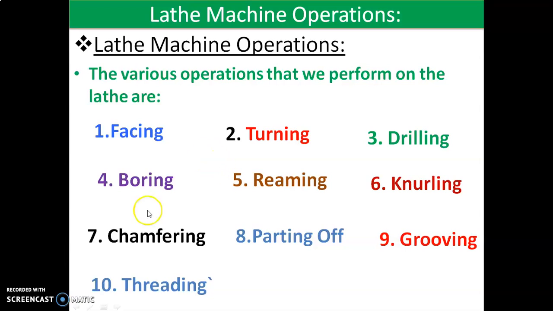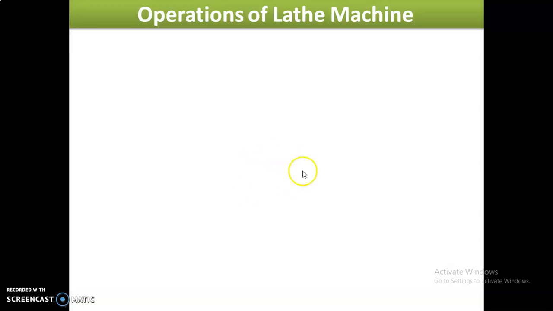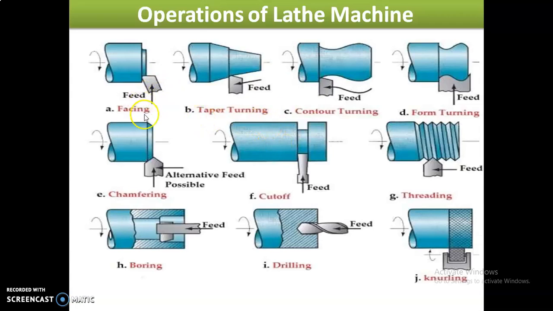Once again, see, these are some of the operations we generally perform on the lathe. Facing, taper turning, contour turning, forming, threading, parting, drilling, knurling, boring, chamfering. And in which direction do we have to feed the cutting tool? If we take a facing operation, in the facing operation we have to feed the cutting tool in this direction. If we take the drilling operation, we have to feed the cutting tool in this direction.